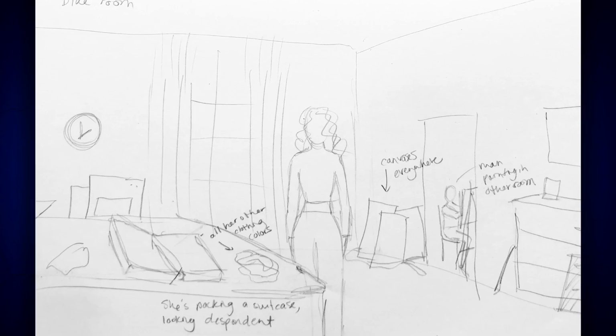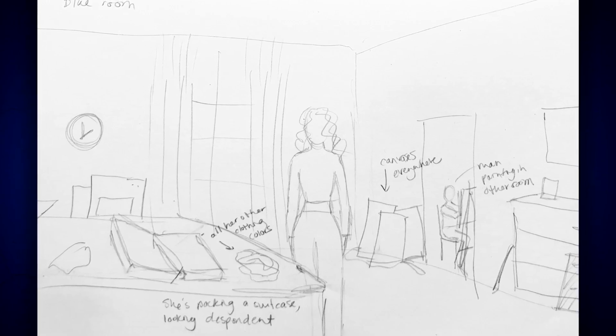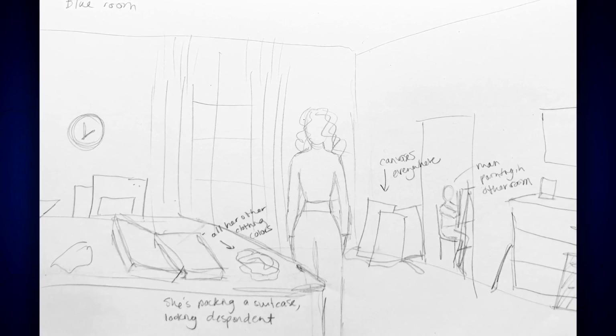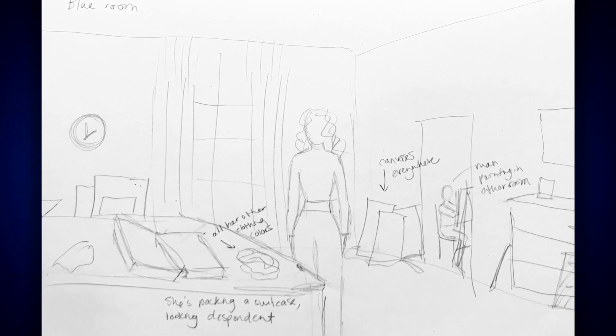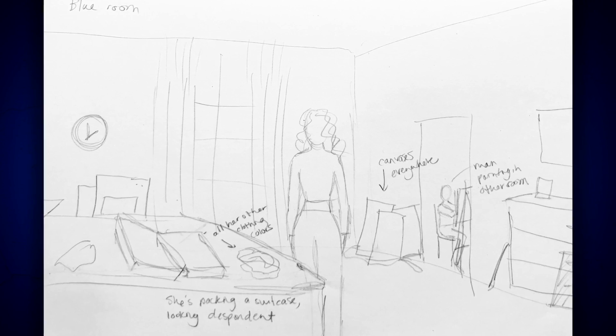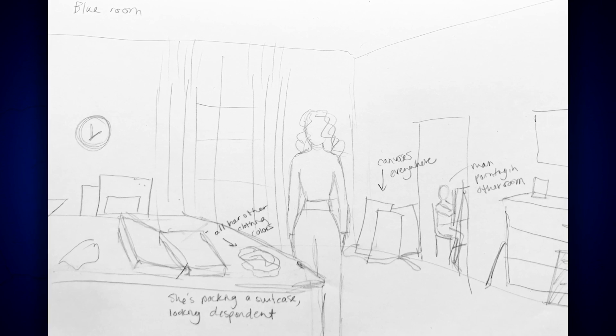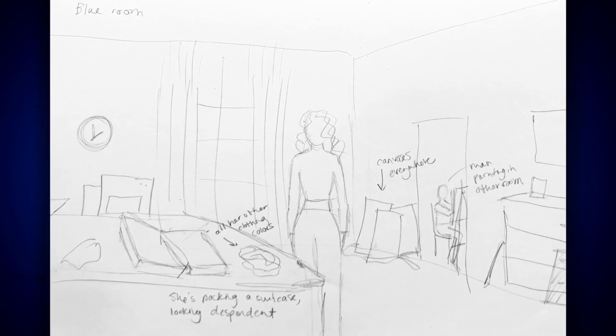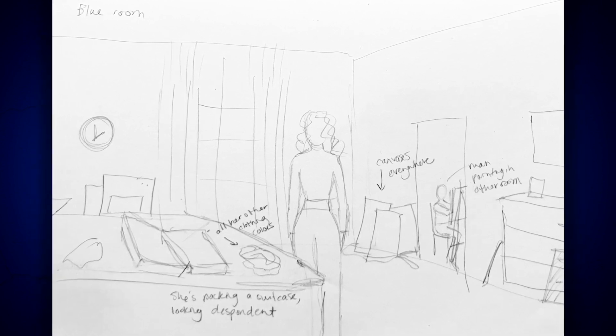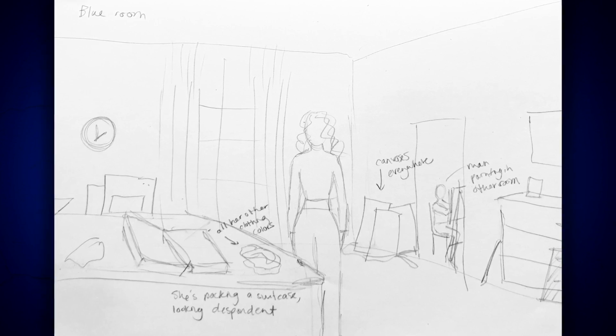And I also have all of these canvases that he's been painting littered throughout the space, and they're a literal manifestation of how his art is taking over their lives. It's encroaching on their space. Those canvases are turned away, so we don't see the front of them, and we're not aware of what he's painting until the last scene.